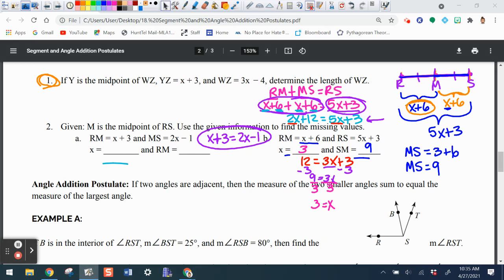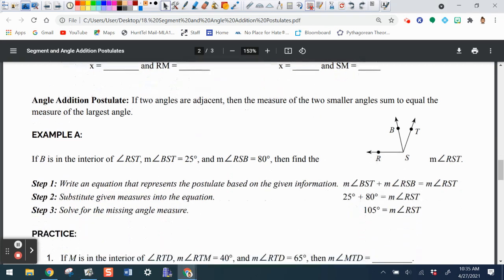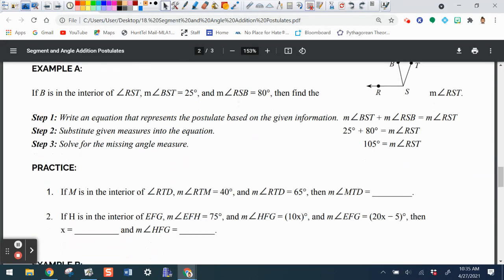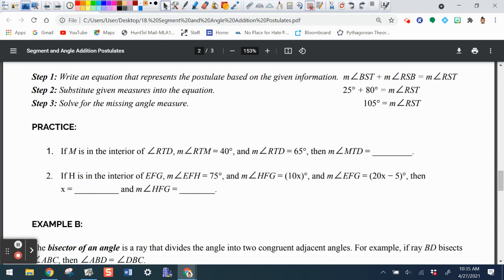So that is now looking at the segment addition postulate in terms of a midpoint, which the previous skill lesson did not address. Now we're going to turn our attention to the angle addition postulate. We're going to go and move into the practice here, the first practice for the angle addition postulate.